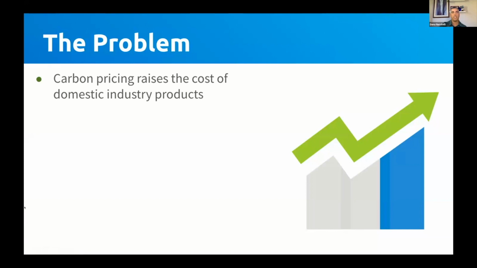So I'm going to start off by framing the problem that we're trying to address with carbon border adjustment mechanisms, CBAMs. The issue is if we get a carbon price in the United States, which of course we are trying very hard to do, then that would raise the costs of various products that we make in our country. Because it's going to raise the costs of fossil fuels, and fossil fuels are inputs for a lot of different stuff that we make.